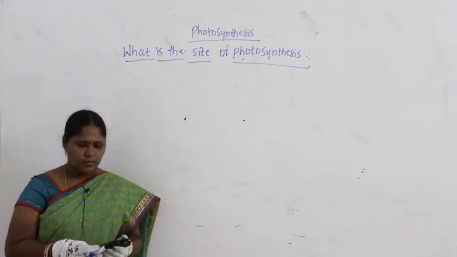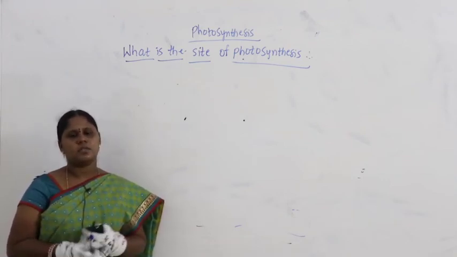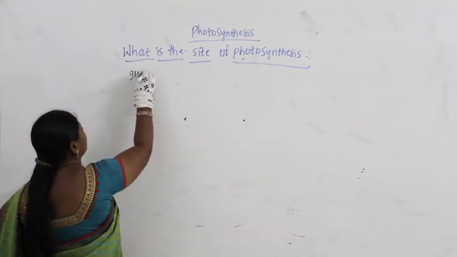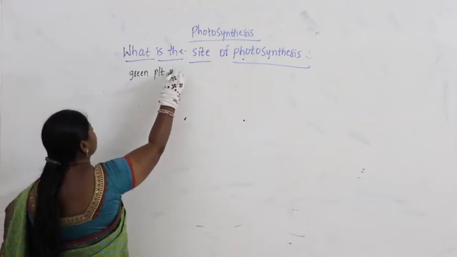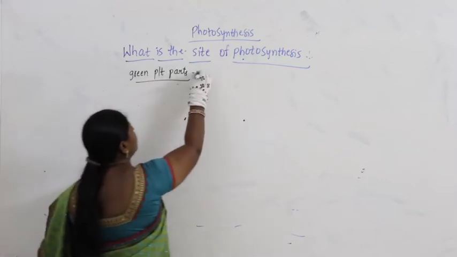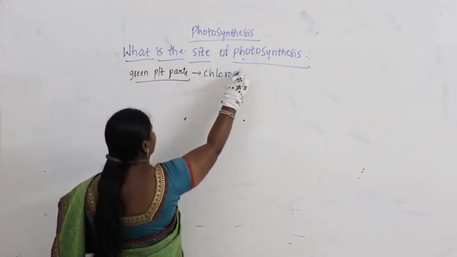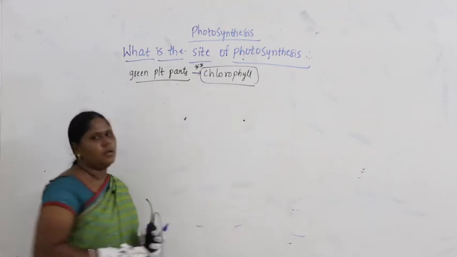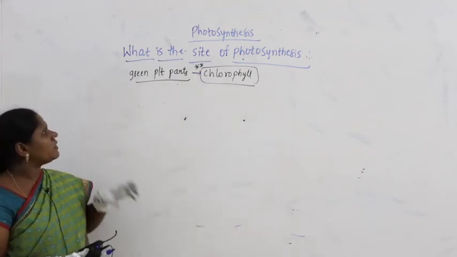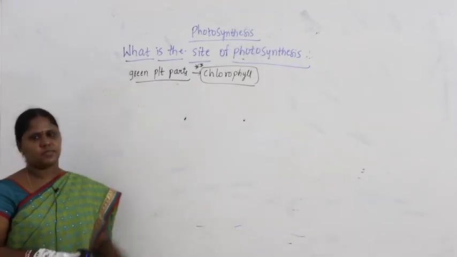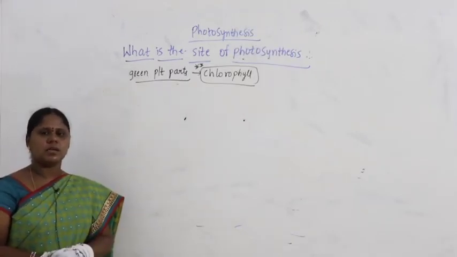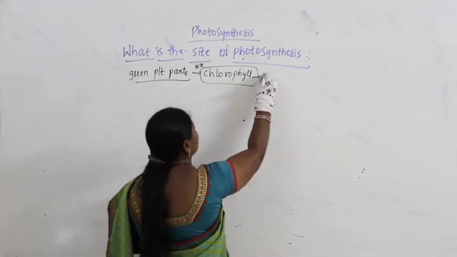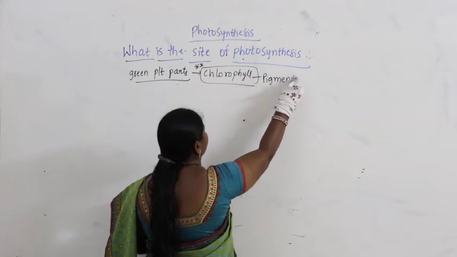So we all know it very well. The site of photosynthesis is nothing but the green colored parts of the plant, where there is a deposition of chlorophyll, right. Now the main focus is green plant parts. Why does photosynthesis occur in green plant parts? Because we find a very important pigment, which we call chlorophyll.